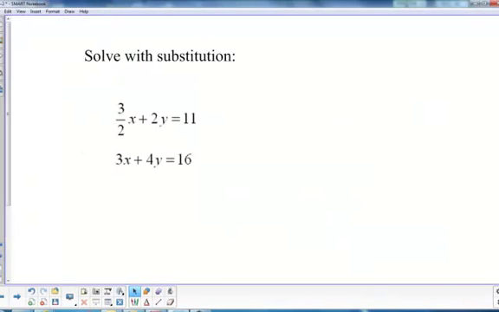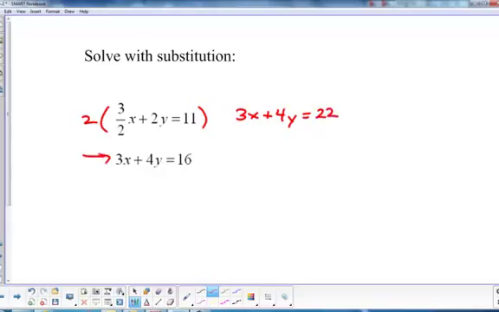All right. This time it's not exactly the same. If you multiply this by 2 to get rid of that fraction, we would have 3x plus 4y equals 22. And this one is 3x plus 4y equals 16. So let's go ahead and solve by substitution and see what happens.